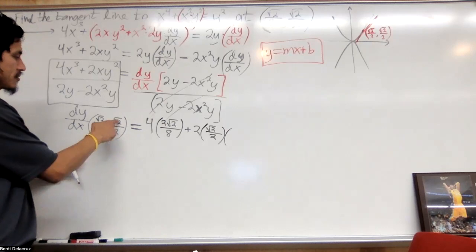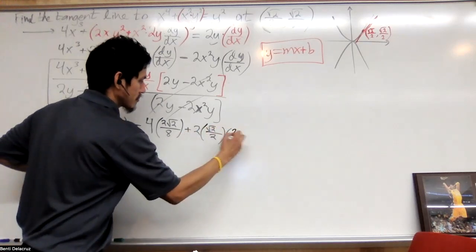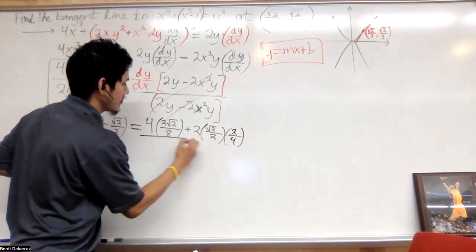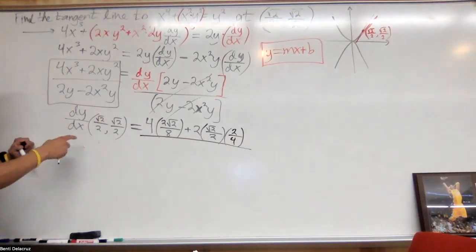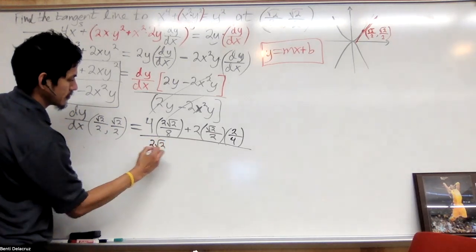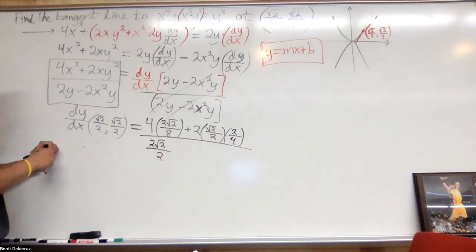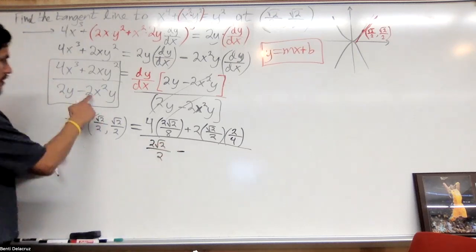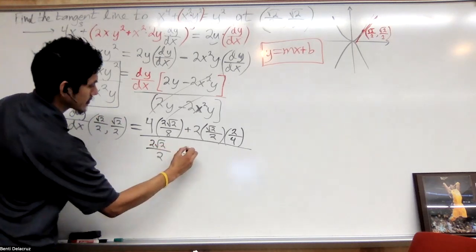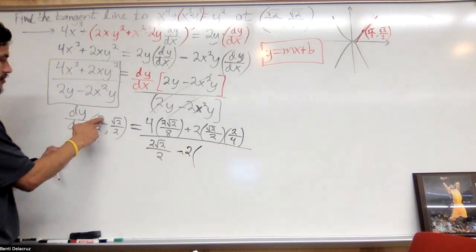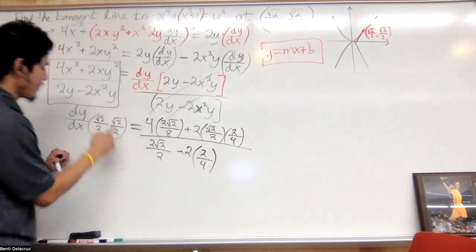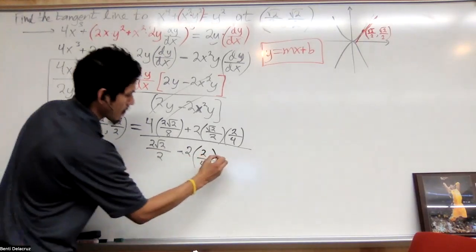So root 2 over 2 squared will be 2 over 4, because root 2 times root 2 is 2, 2 times 2 is 4. And that'll be all over 2 times root 2 over 2. So 2 root 2 over 2, minus 2 times x squared, so minus 2 times root 2 squared is just 2, over 2 squared is 4, times y, so times root 2 over 2.